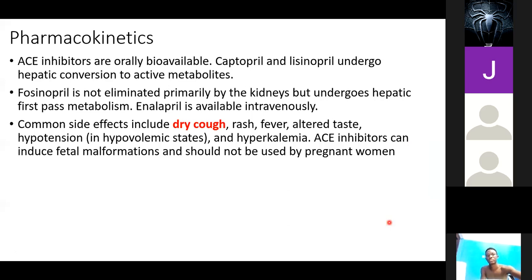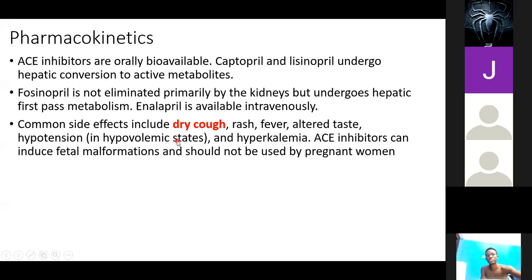So for the angiotensin converting enzyme inhibitors, the pharmacokinetics, they are orally bioavailable. We have drugs like captopril, lisinopril, okay, which undergo hepatic conversion to active metabolites. We have fosinopril, which is not eliminated primarily by the kidneys, but undergoes hepatic first pass metabolism. We have enalapril, which is also available intravenously.